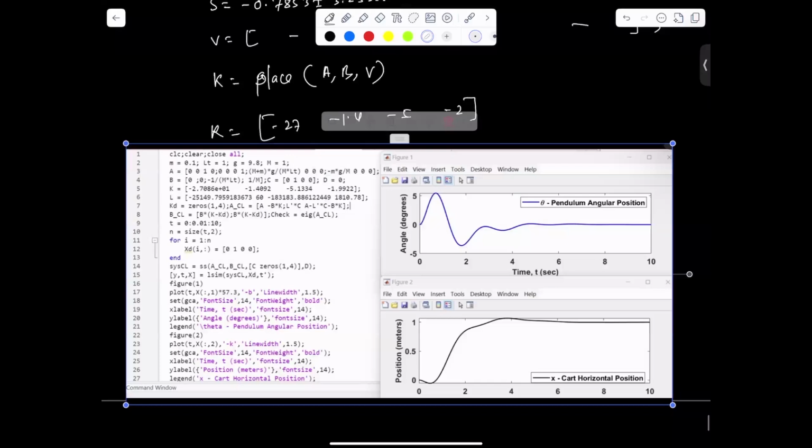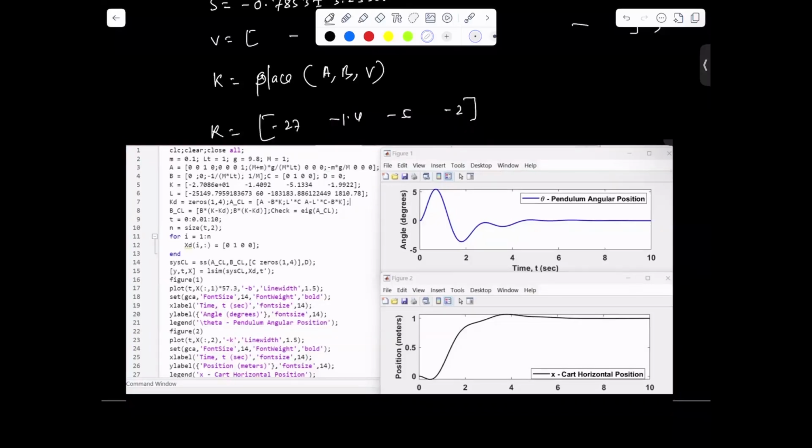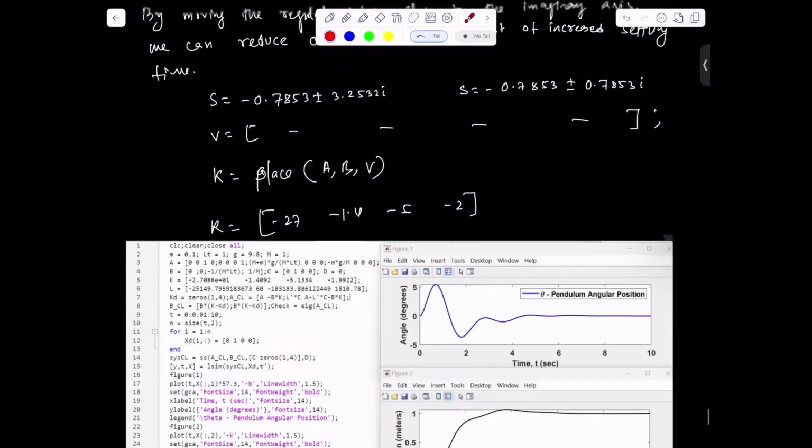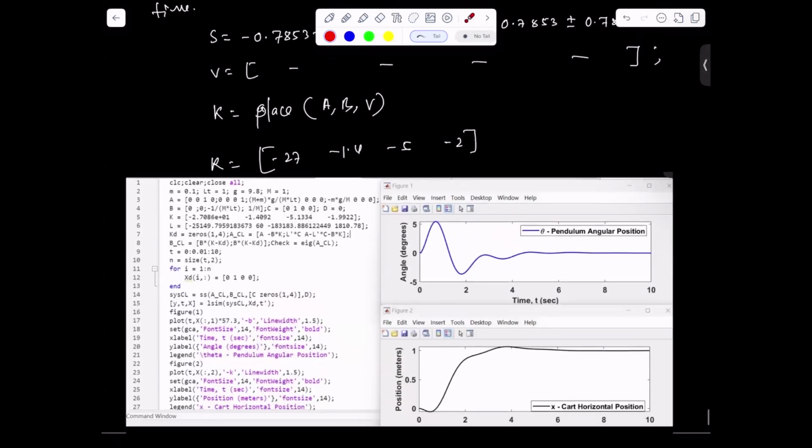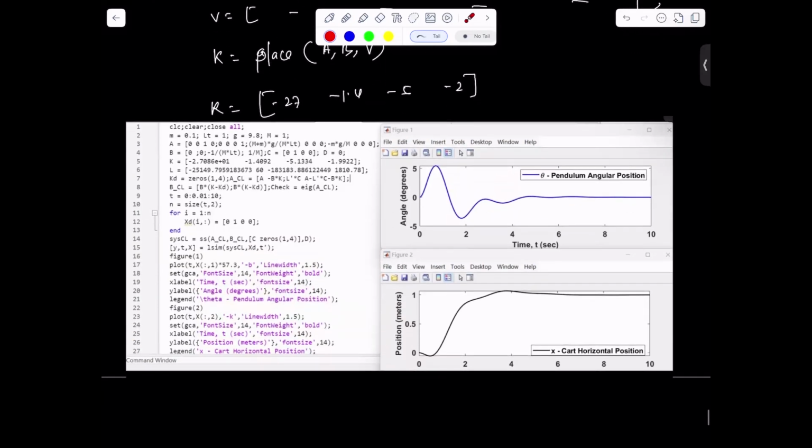Yeah, we can see that now the angle is very small. The overshoot and undershoot are reduced. Initially it was close to 90 degrees, but now it is close to 5 degrees. And it also nicely reaches the cart position close to the value 1. Here we modified the regulator poles, and this is the MATLAB code, you can go through it. This is how we can modify the system response and get our desired result.